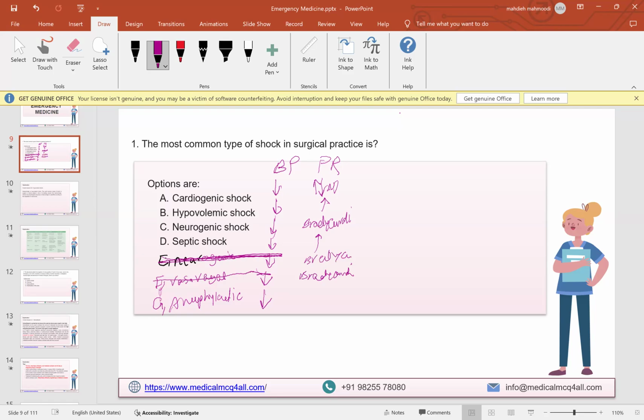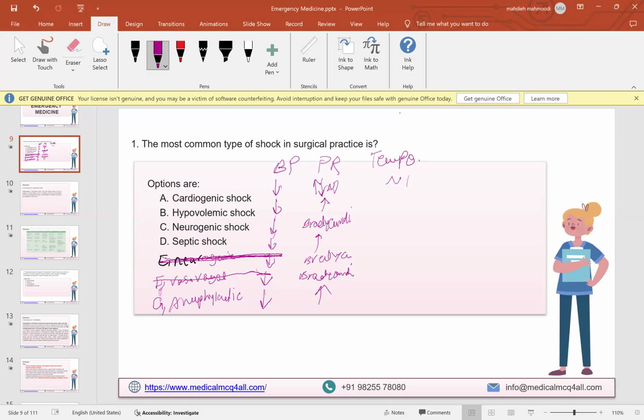And in anaphylactic shock, how is it? Yeah, it's tachycardic. The temperature. How is it in cardiogenic shock? Normal. Mostly normal.